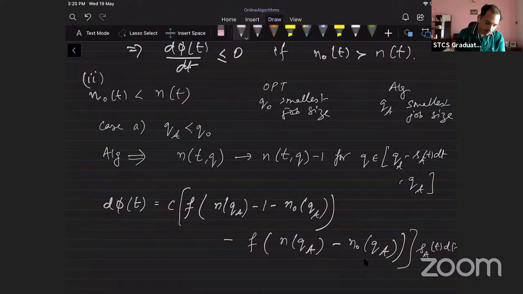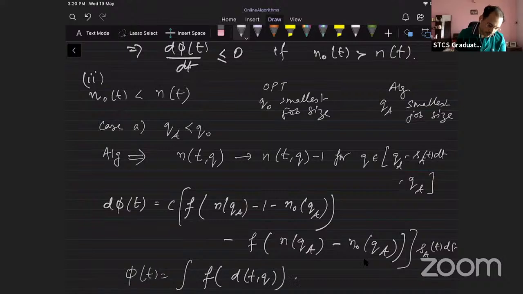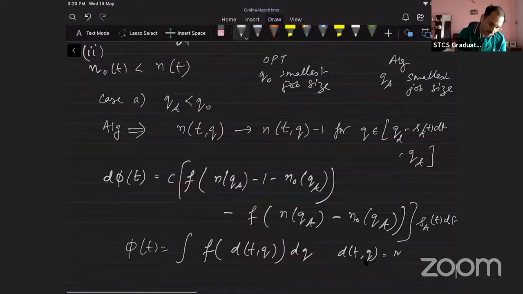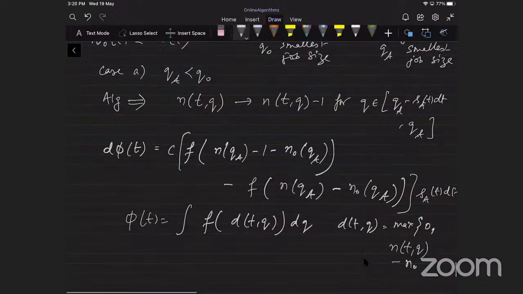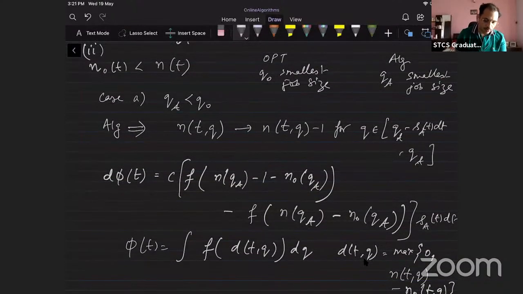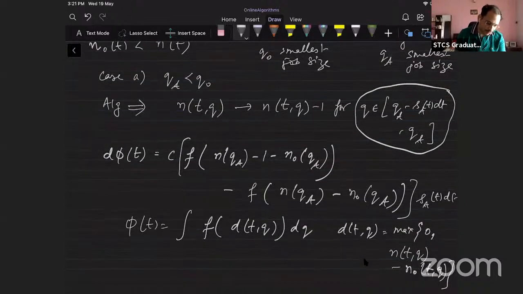Kumar, is this okay? What was our phi of t? It was the integral of f of d(t,q) dq, and d(t,q) was max of 0 comma n(t,q) minus n0(t,q). So we are first looking at q around this interval, and that is what the difference of the integral gives you. So this is because of the contribution by the algorithm.